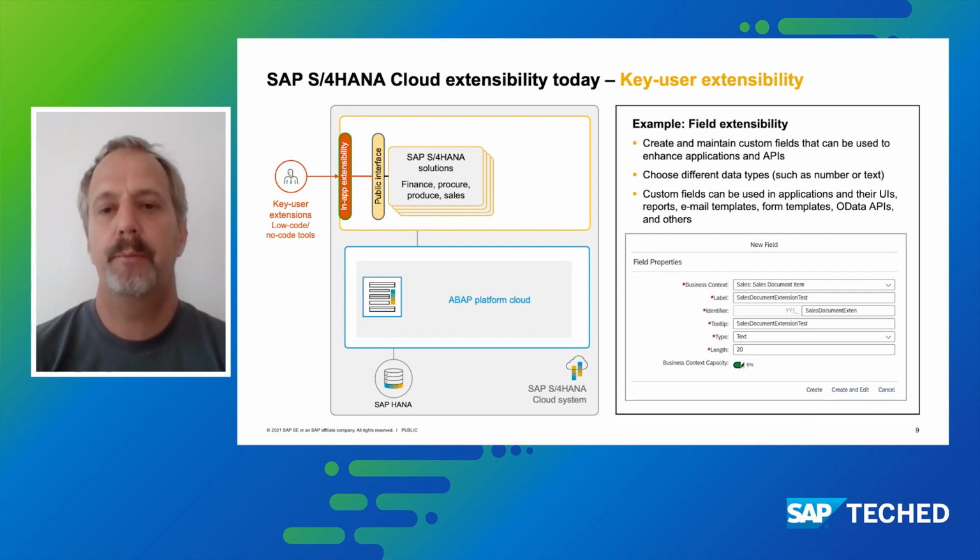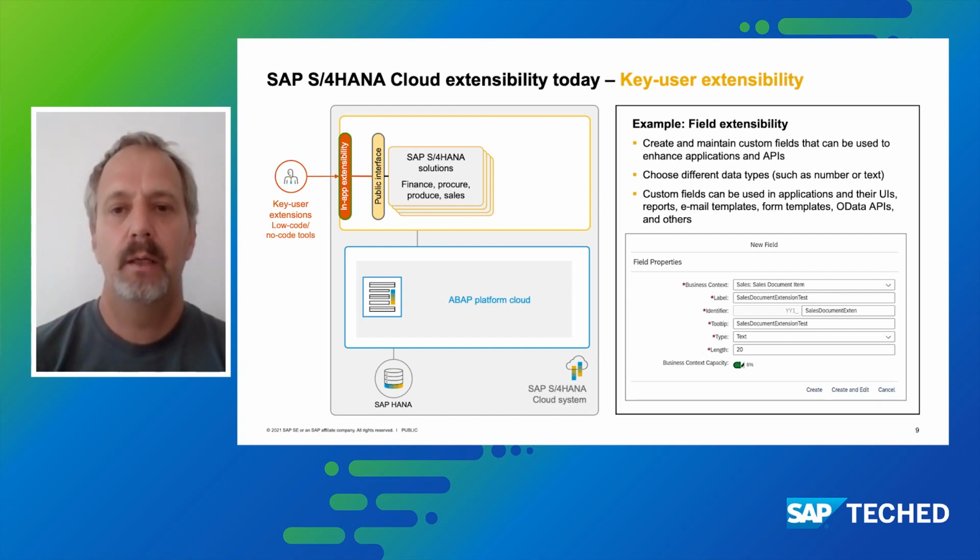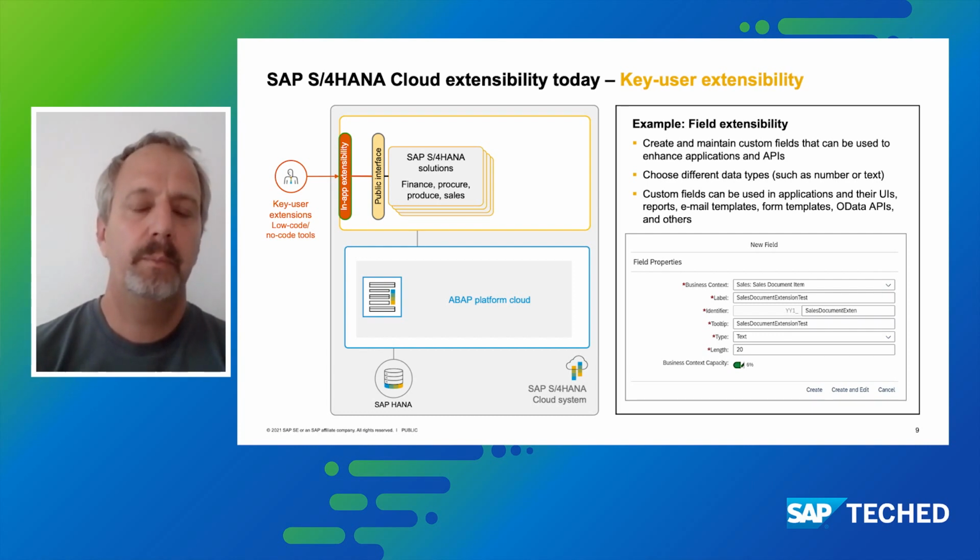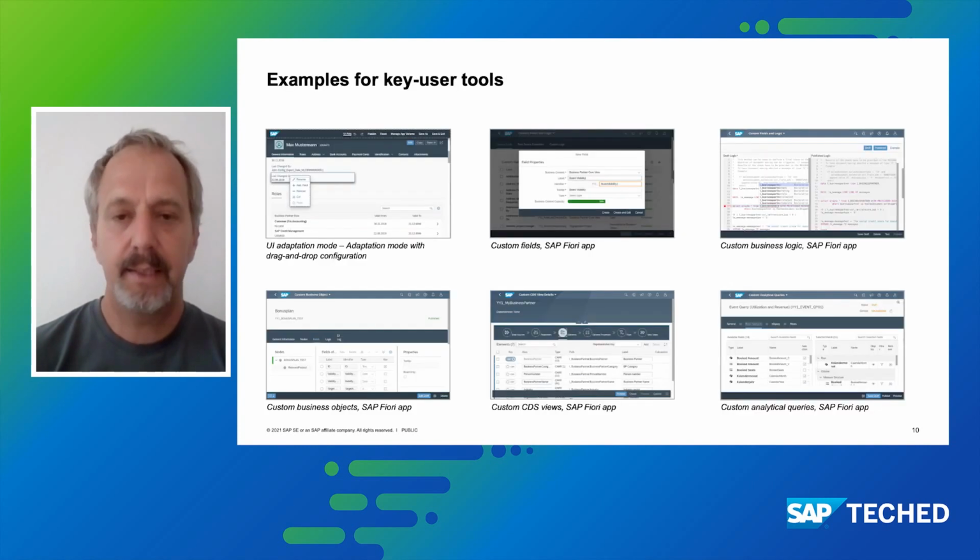One example is on the right side, field extensibility, meaning you want to add a field to a Fiori application, perhaps to a business partner, and that field shall not only be available on the screen, but in the complete application. So on the ABAP code, it shall be working, plus the field shall be added to the database table as well. That is an example.